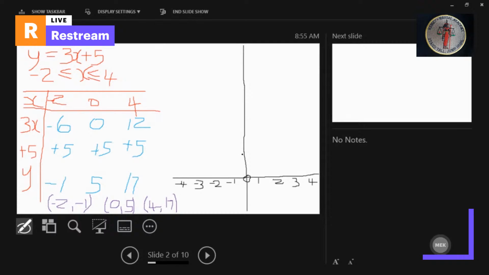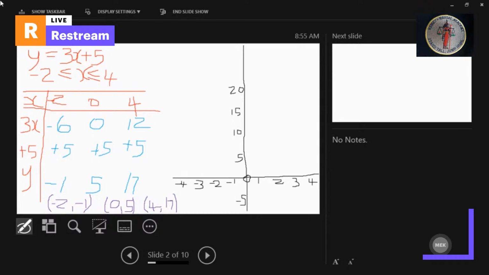I need to go up to 17 on my y-axis. So I can go up by 5. So 5, 10, 15, 20, and that would be -5.